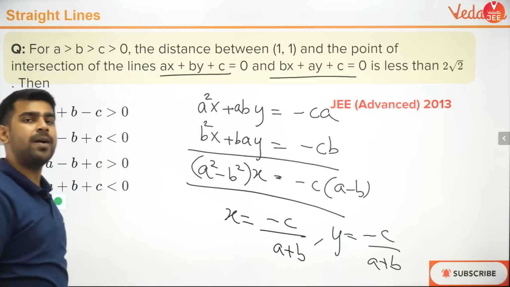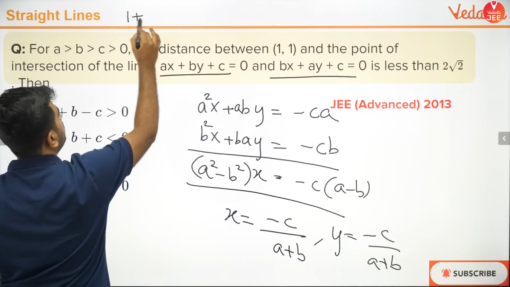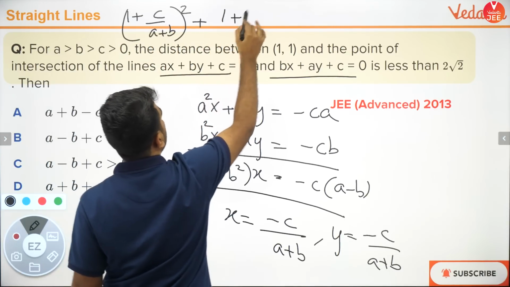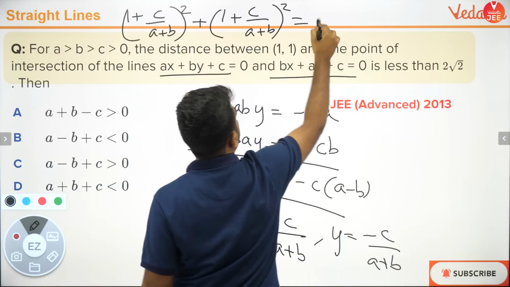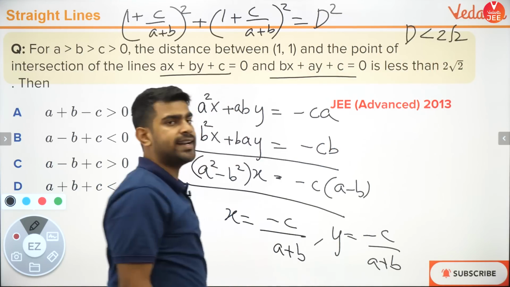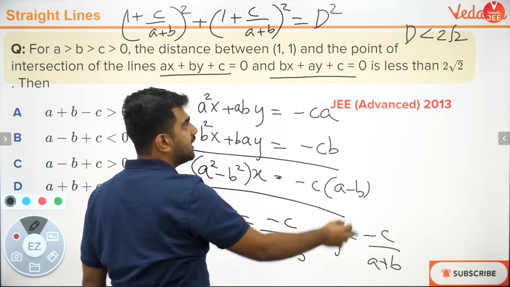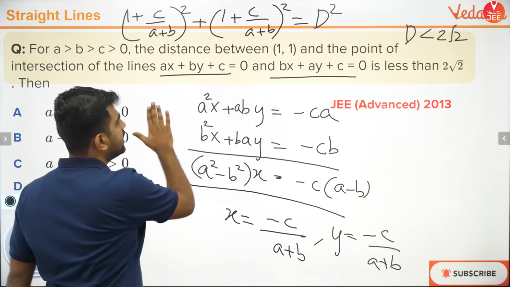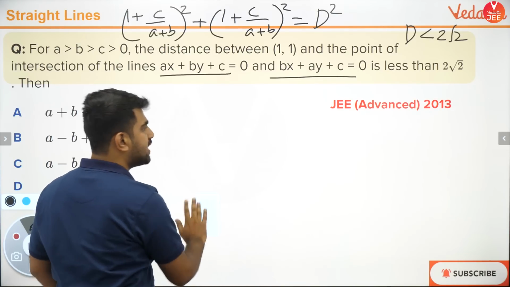Now with that, let's try to figure out the distance between (1, 1) and this point. So what is the distance between (1, 1) and this point? It is nothing but x2 minus x1 whole square plus y2 minus y1 whole square. This is my distance square. Now we know that our d should be less than 2 root 2. Isn't that correct? They said the distance between (1, 1) and our point of intersection is less than 2 root 2. So that means my d is less than 2 root 2. So can I say that my d square will be less than 8?